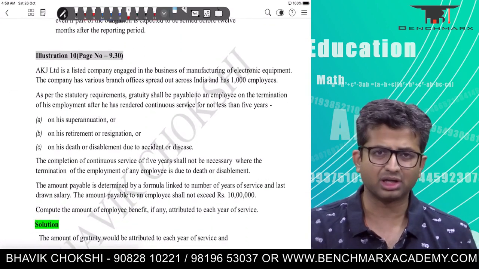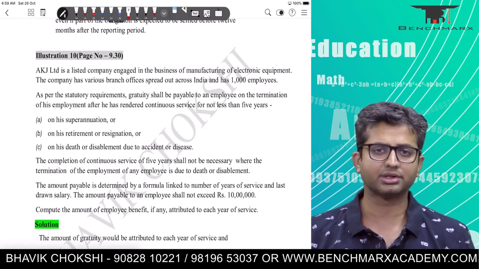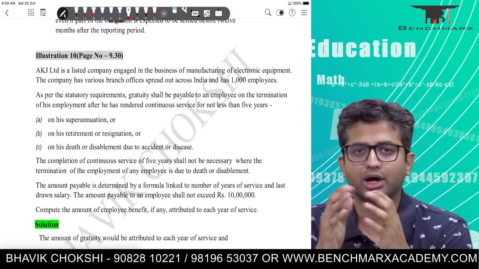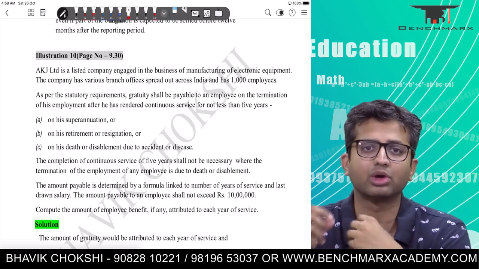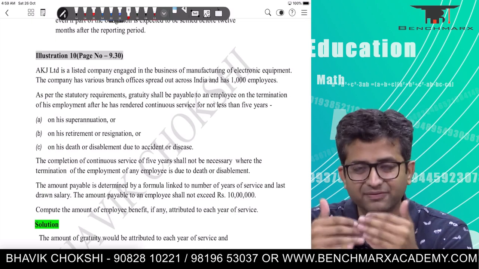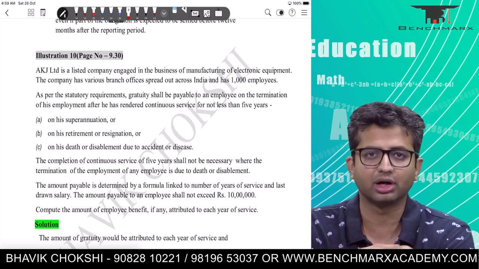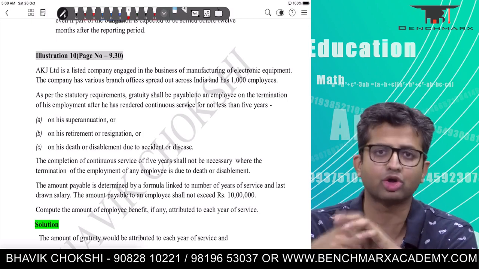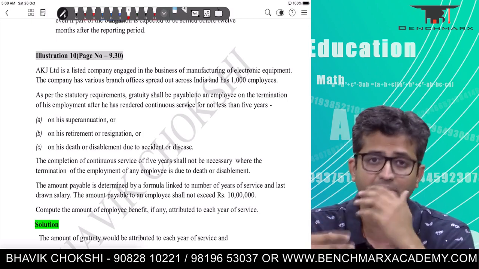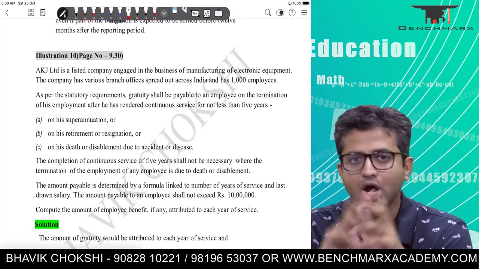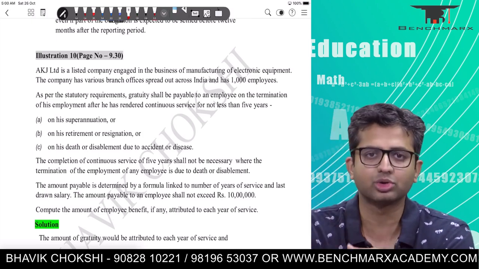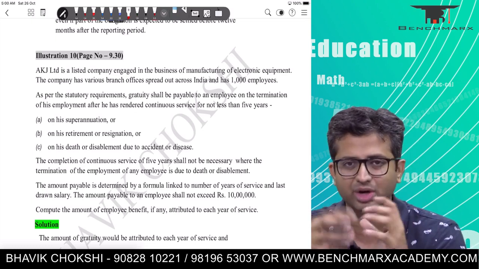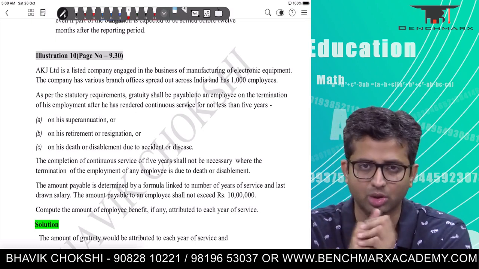illustration 10. Now it's more of a theory-based question. Over here, the question is trying to ask you how gratuity should be accounted for. Gratuity is generally payable to those employees who complete 5 years of service. But if an employee leaves the company because of permanent disablement or death, then gratuity is payable even if he has not completed 5 years. Also, the maximum gratuity as per the current Indian law would be, let's say, around 10 lakh rupees, and hence the question is trying to ask you how you should do the gratuity accounting.